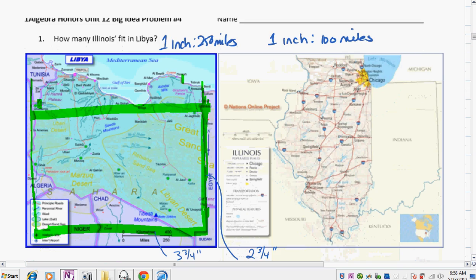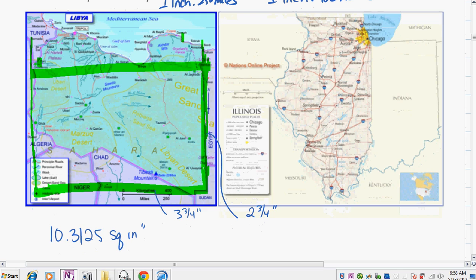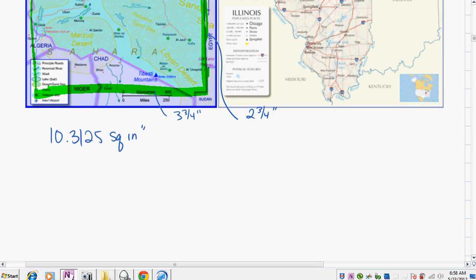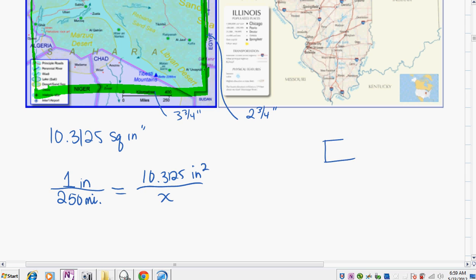But I know there's a conversion factor. 1 inch is 250 miles. So how am I going to use that? Well, one thing to think about is if 1 inch is 250 miles, how many miles in 10.3125 inches squared? So you notice I have a unit issue here. I won't be able to just cross multiply because I'll have inches times miles is equal to inches squared times miles. So somehow I have to figure out how many square inches or how many square miles in a square inch.